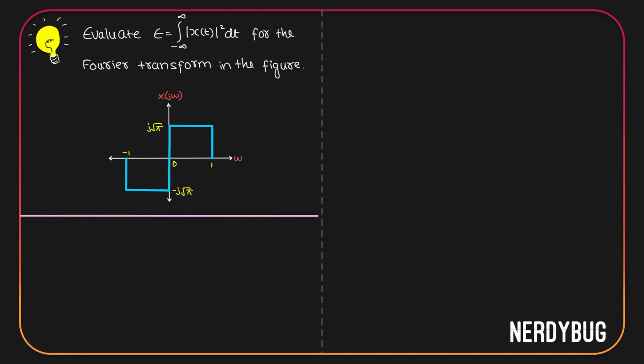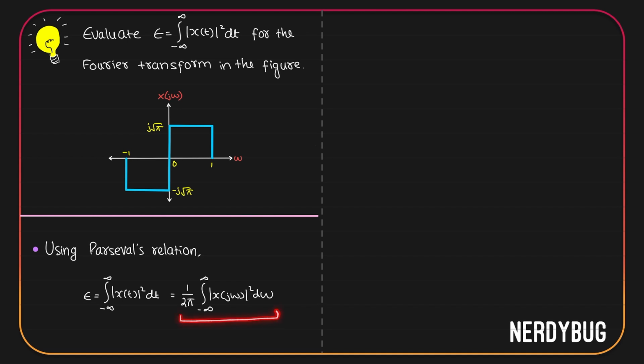Let us solve another problem. Here we have to evaluate the energy of x of t again, and they have given the Fourier transform X of j omega. X of j omega is minus j root pi from -1 to 0, and it is plus j root pi from 0 to 1. We will use Parseval's relation again to find the energy directly from X of j omega. It is 1 by 2 pi integral from -infinity to infinity magnitude of X of j omega squared d omega. Here again we'll have to integrate in parts. We'll do from -1 to 0 and then from 0 to 1.